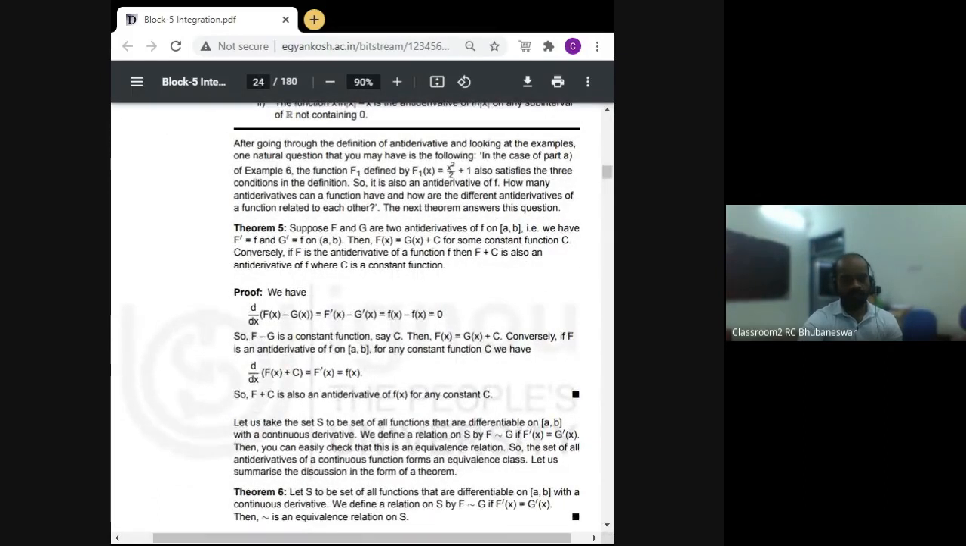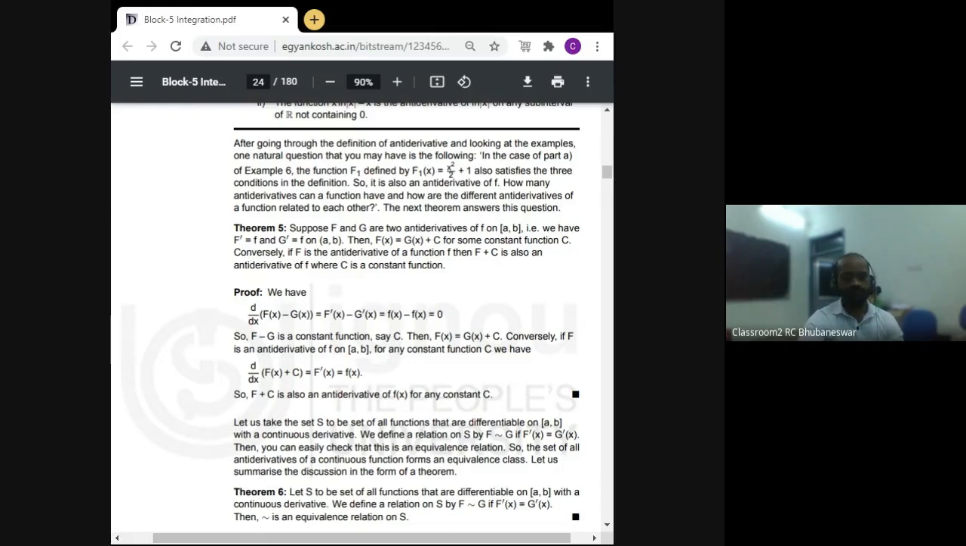Now this theorem will help us find the antiderivative of a function with respect to a certain interval, and here the antiderivative can be represented like this. Suppose that capital F and capital G are two antiderivatives of the same function small f on the closed interval [a, b]. Then we can write F' equal to f and G' equal to f on the open interval (a, b).